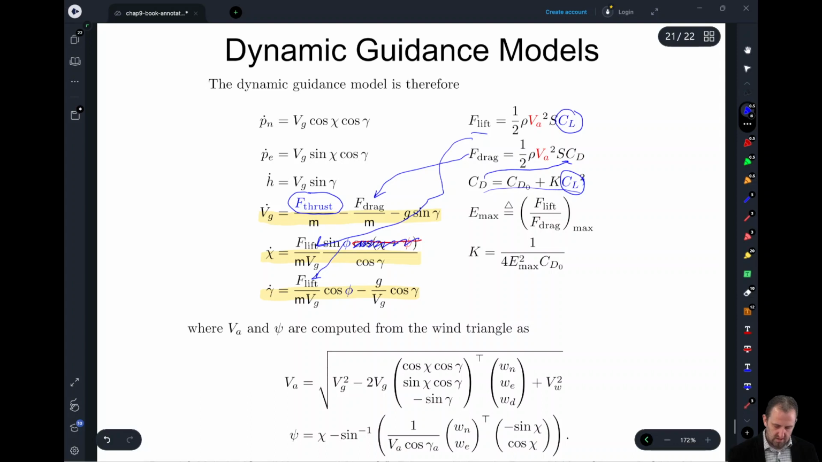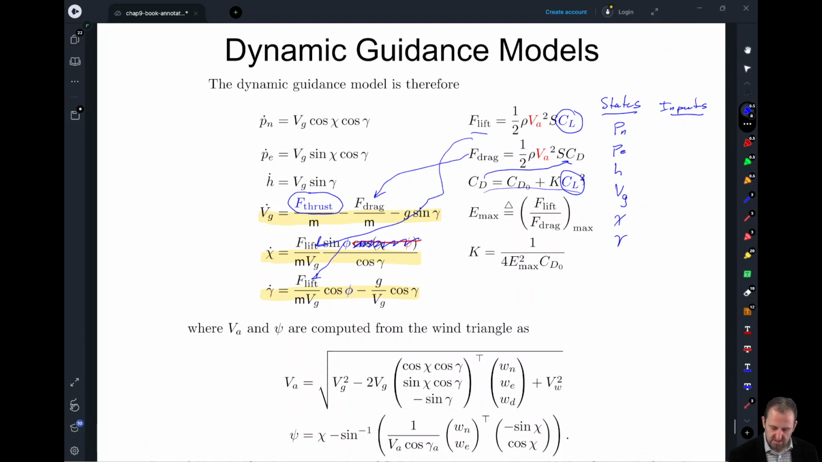Now if we write down the states of our system and our inputs, our states are just going to be our Pn, Pe, and H as before. Then we'll add in a state of Vg. We'll have our course angle and our flight path angle. And then our inputs to the system are F thrust, and we'll say we can have our lift coefficient as one of the inputs, and our roll angle.